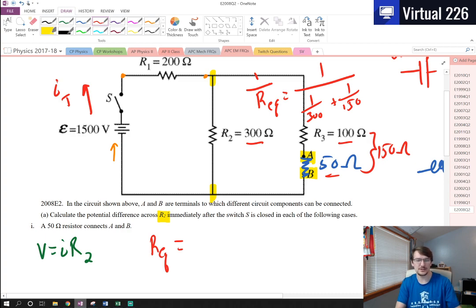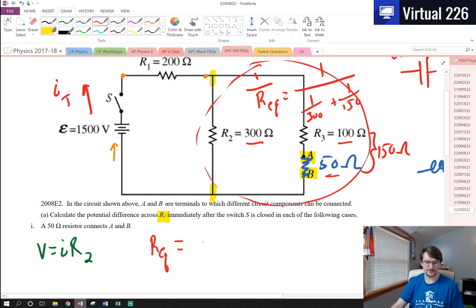If we do this, let's see what that gives us. 1 divided by 300 plus the quantity of 1 divided by 150, 1 divided by that. We see that this equivalent resistance here gives us 100 ohms. So our total equivalent resistance is going to be the 100 ohms from everything going on over here, plus, because now we're in series, the 200 ohms from before, which gives us an equivalent resistance of 300 ohms.